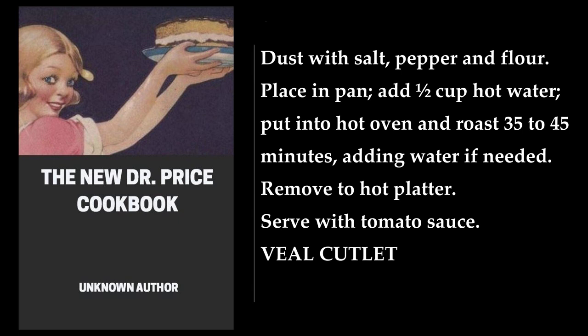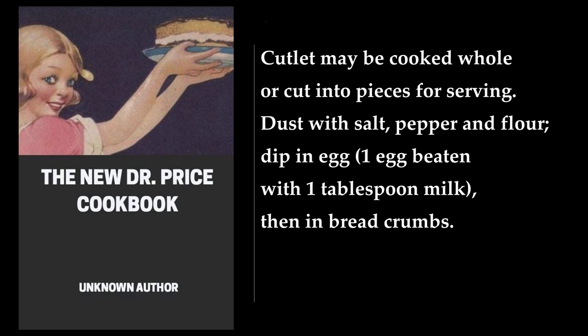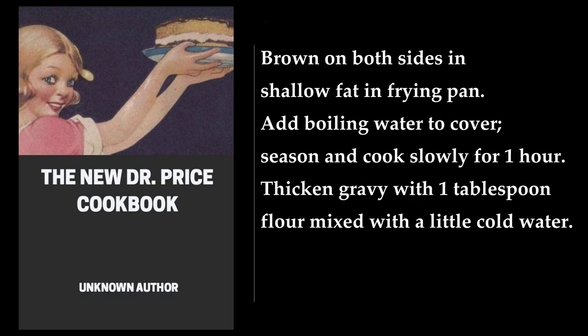Veal cutlet. Cutlet may be cooked whole or cut into pieces for serving. Dust with salt, pepper and flour. Dip in egg, 1 egg beaten with 1 tablespoon milk, then in bread crumbs. Brown on both sides in shallow fat in frying pan. Add boiling water to cover, season and cook slowly for 1 hour. Thicken gravy with 1 tablespoon flour mixed with a little cold water.